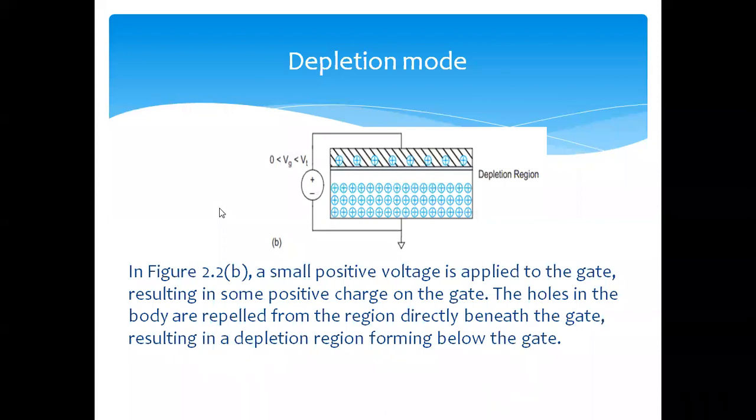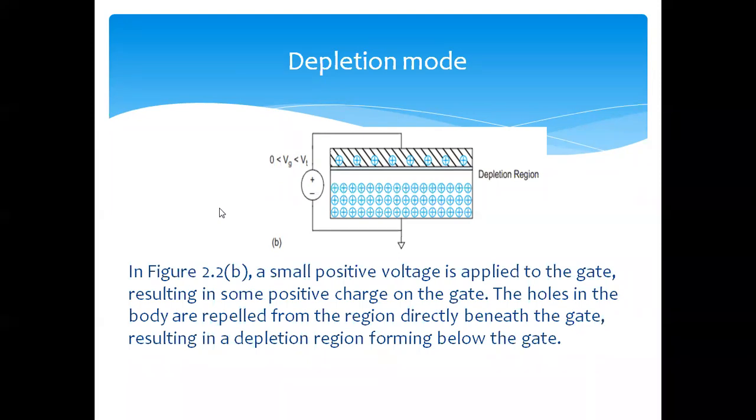In depletion mode, what happens? Now we have charged the gate with the positive voltage, right? In simple language, we have applied the positive voltage on the gate. Now, whatever holes were already accumulated beneath the gate, after applying the positive voltage, will go away from the gate, right? Because positive charges will repel each other, right?